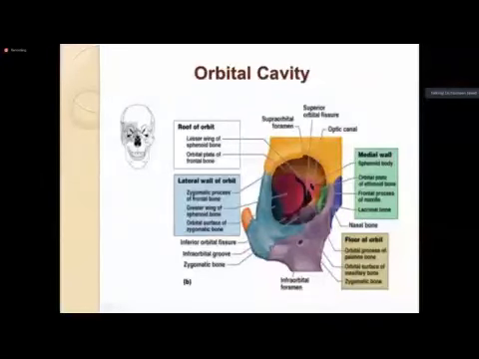So the medial wall of the orbital cavity is formed from posterior to anterior by the sphenoid bone. We have the orbital plate of the ethmoid bone, the lacrimal bone, and the frontal process of the maxilla. So all these bones make up this medial wall. Then the floor of the orbit is formed by the orbital process of the palatine bone, the orbital surface of the maxillary bone, and the zygomatic bone that makes the floor of the orbit.